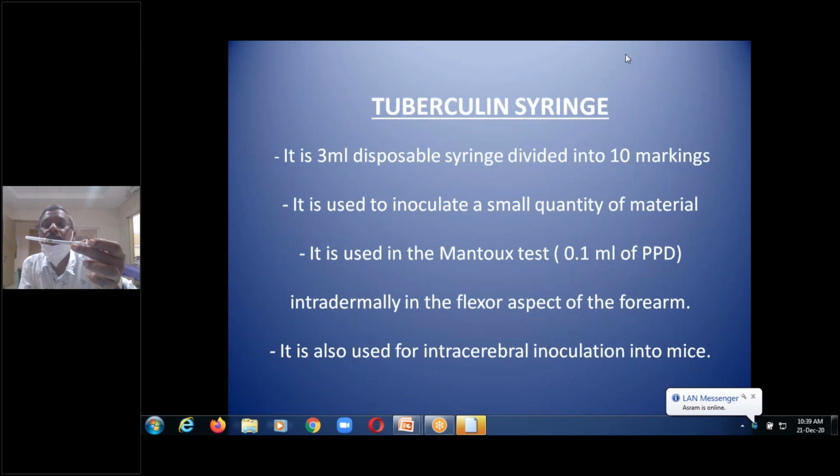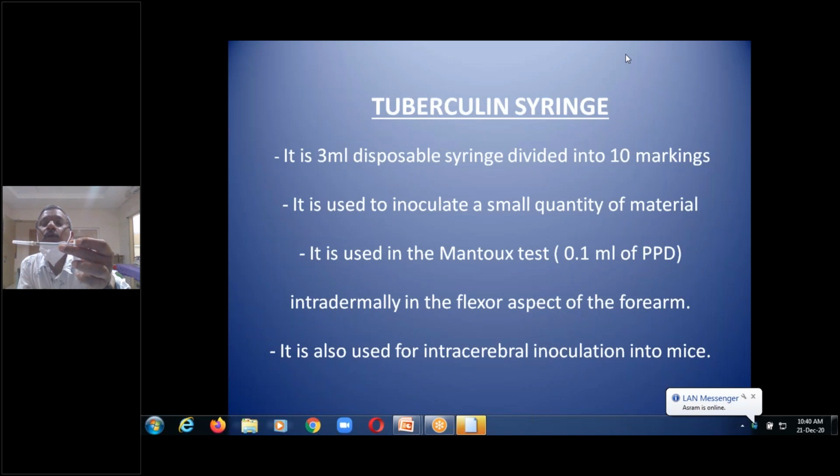tuberculin test negative, which means he has to take the BCG vaccine. BCG means Bacillus Calmette-Guerin vaccine. Suppose the Mantoux test is negative, particularly in children, then he has to take the BCG vaccine.